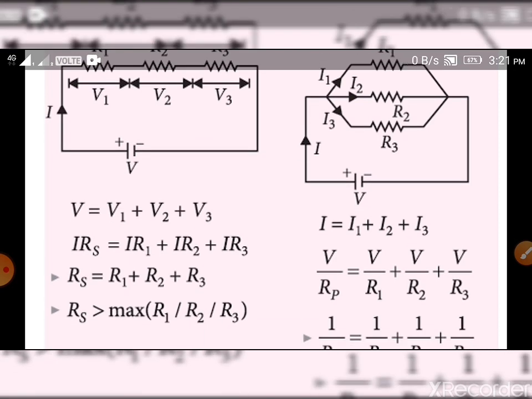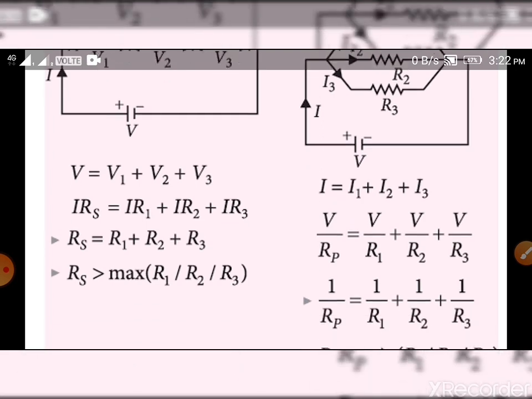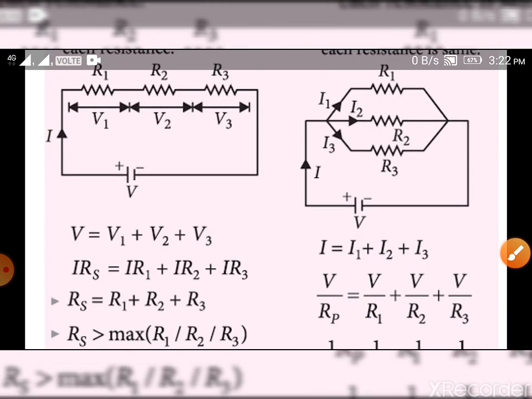On the left side, for the total current I, we can write total voltage by the total resistance, that is Rp, or equivalent resistance. So I can be written as V by Rp. On the right side, the sum of the individual currents: I1 can be written as V1 by R1, I2 as V by R2, and I3 equal to V by R3. So totally we can write like this.